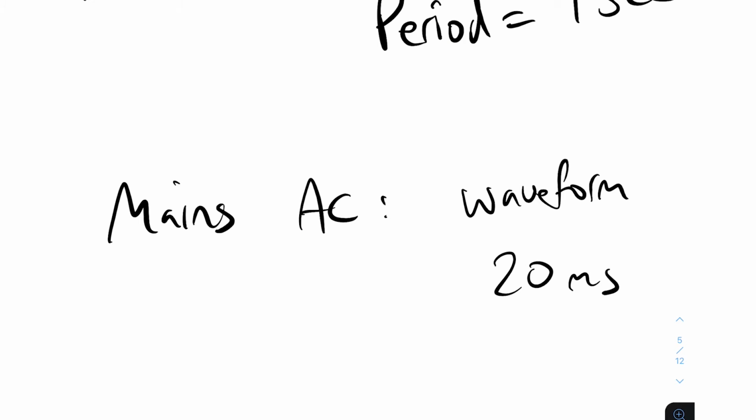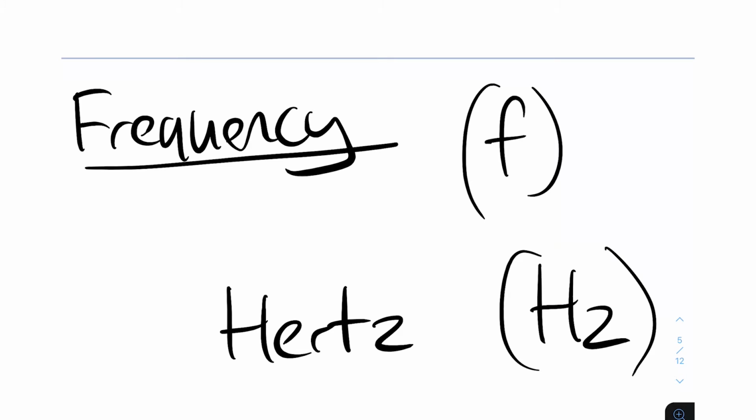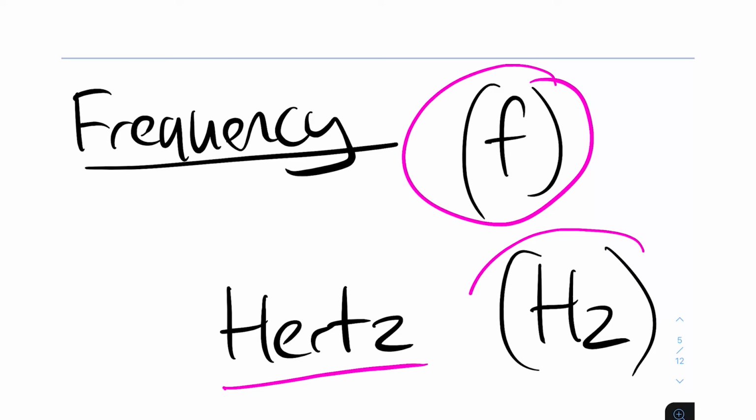In terms of the mains AC power in the UK, it completes a waveform every 20 milliseconds. So pretty rapid. All right, so moving on to frequency. The main thing to remember when it comes to frequency is that it's denoted with the lowercase f, and it's measured in hertz, Hz.